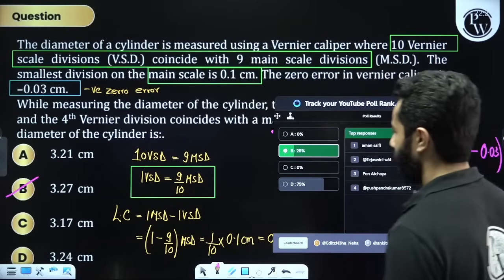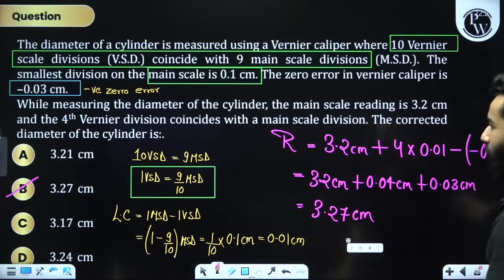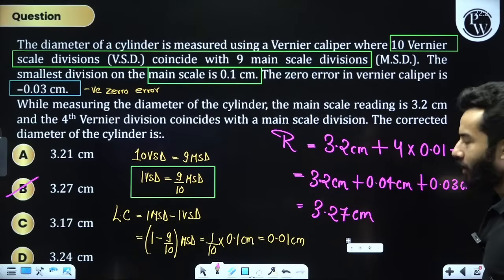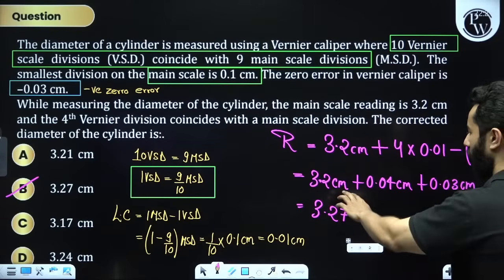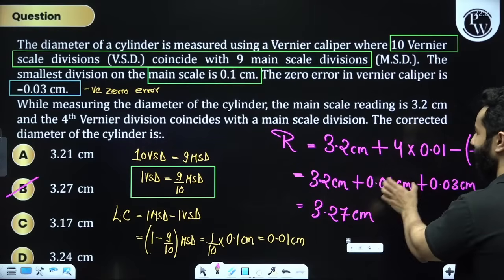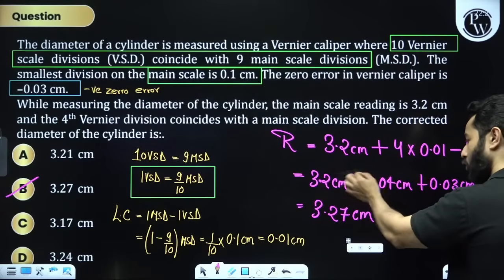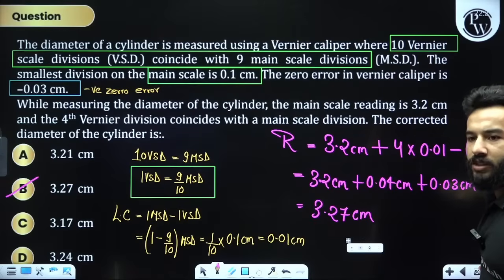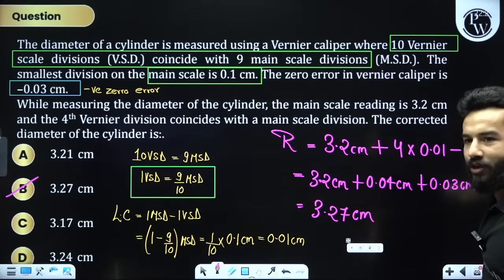Just a second. What has happened, friends? Hopefully everything is correct here. 3.2. Please let me know why you all have selected 3.24. This is 3.2, and error will always be subtracted. This is 4, so 0.04, this will be 0.07. So 3.20 plus 0.07 is 3.27. This is the first question that you have done wrong in this entire lecture. Option B is correct. If you have any doubt, do let me know.